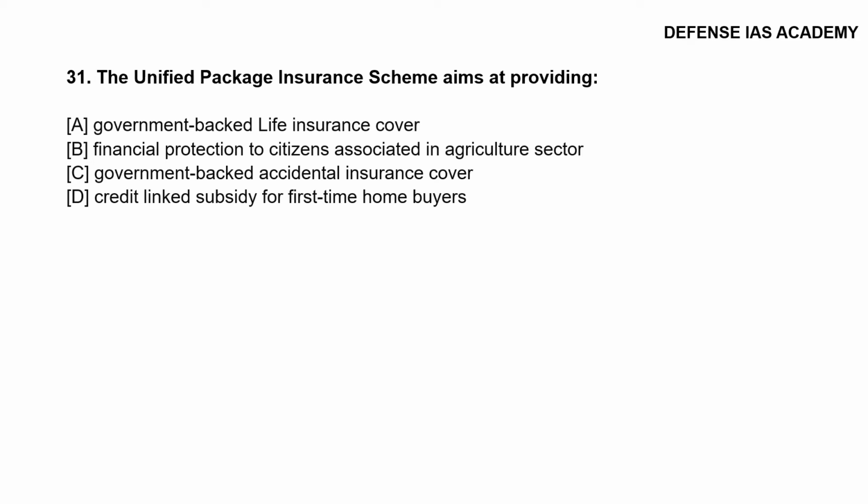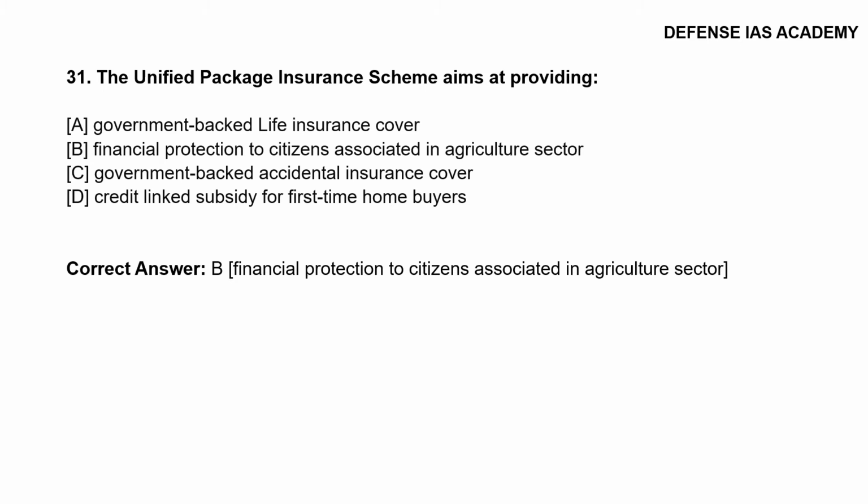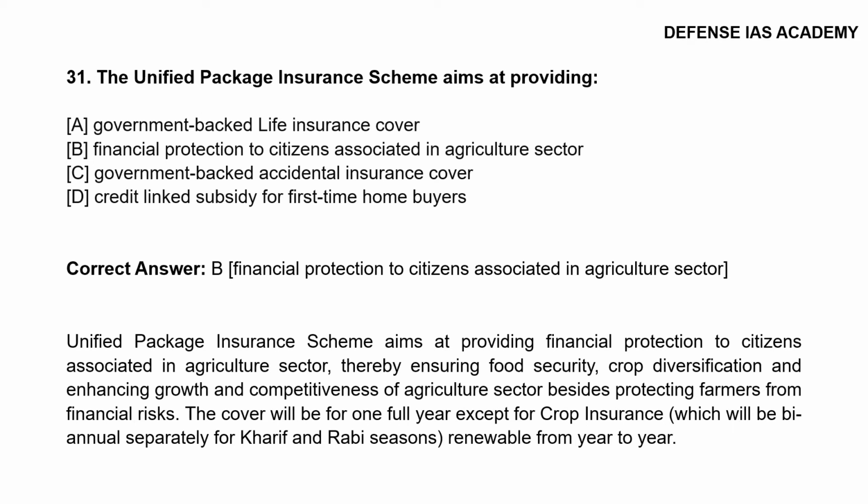Question 31. The Unified Package Insurance Scheme aims at providing? The correct answer is option B, financial protection to citizens associated in agricultural sector. The Unified Package Insurance gives financial protection to citizens associated in agricultural sector. It ensures food security, crop diversification, and enhancing growth and competitiveness of agricultural sector, besides protecting farmers from financial risk. The main aim is to protect the farmers from financial risk.